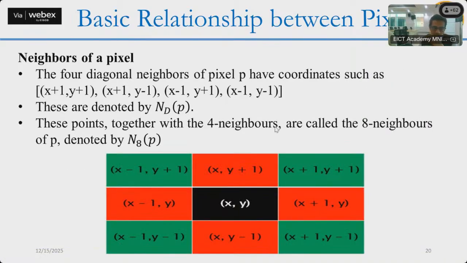So this is the representation. Two types of neighborhoods are there. There is the 4 point neighborhood, and there is even a 6 point neighborhood. But right now, at the basic level, we are focusing on these neighborhoods.